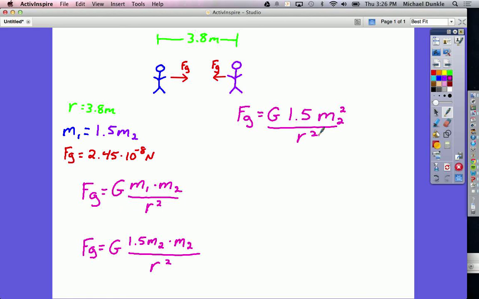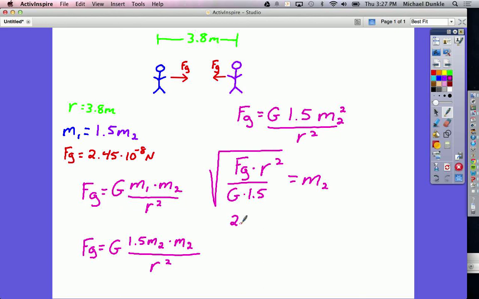Actually, we have to rearrange the equation first because we're trying to solve for the mass. Multiply the r squared over, and I get force of gravity times r squared. Divide by the G and the 1.5. And that would give me m2 squared, but I don't want m2 squared, I just want m2. So I have to take the square root. Now we plug in our numbers, and we can figure out what this mass is.